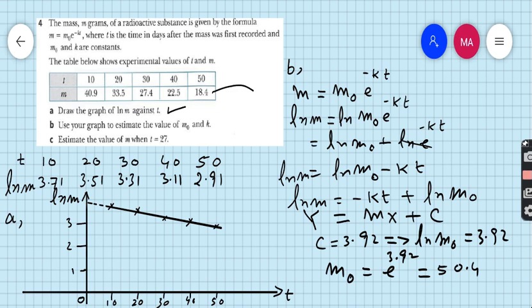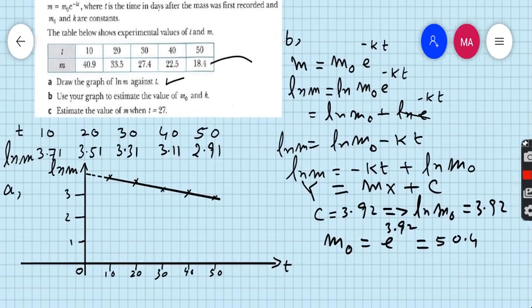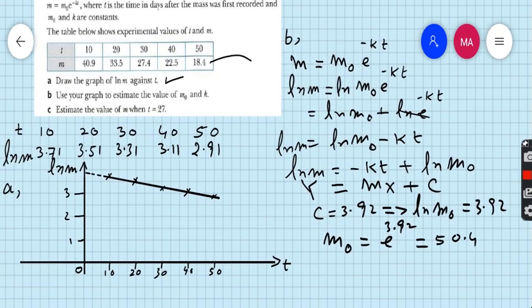Almost correct. The answer in your book is 50 and my answer is 50.4. And graphs always give you an estimated answer, not 100% exact. The second one, we have to find the value of k. What does k represent? k represents the gradient.